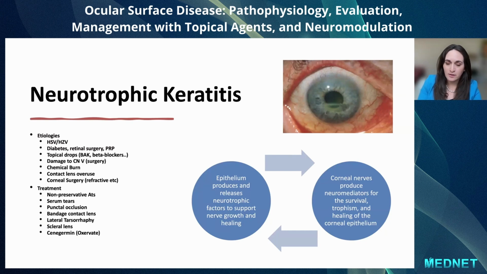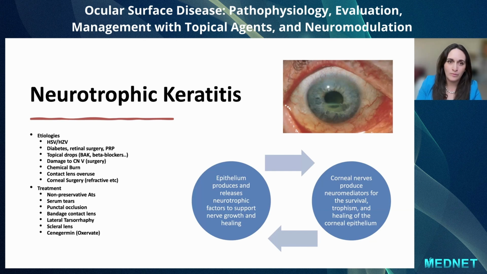Neurotrophic keratitis is another ocular surface disease. There are multiple different causes of neurotrophic keratitis, including infectious causes. The treatments can include preservative-free artificial tears, serum tears, punctal occlusion, and bandage contact lenses. A lateral tarsorrhaphy is something that you want to think about and can be very beneficial in these patients, as well as scleral contact lenses, and treatments like Oxervate, which is recombinant human nerve growth factor.